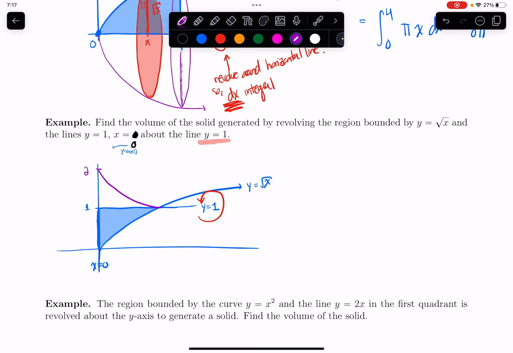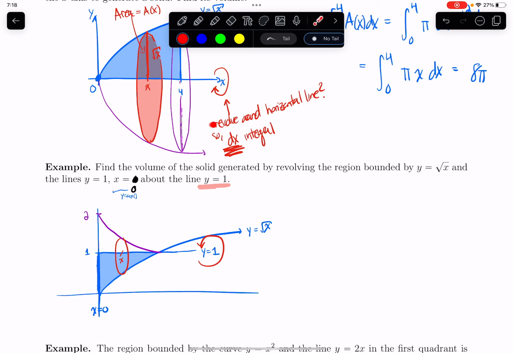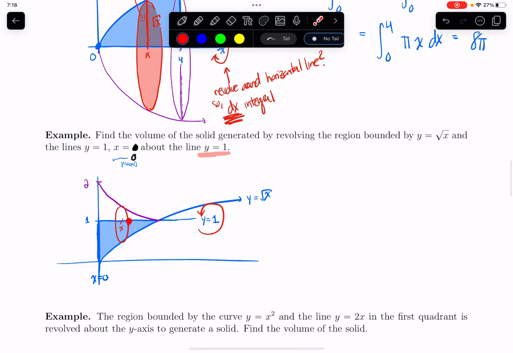So what that means is that my arbitrary x value has a disk that now moves left and right through this sort of cone-looking shape. But as I saw here, if I revolve around a horizontal line, which I am right here, again I have a dx integral because my slices are chosen with an x variable. That's the pattern. Note that the square root of x hits a 1 identically at 1. So this point right here is at 1. This is my x-axis. This is my y-axis.